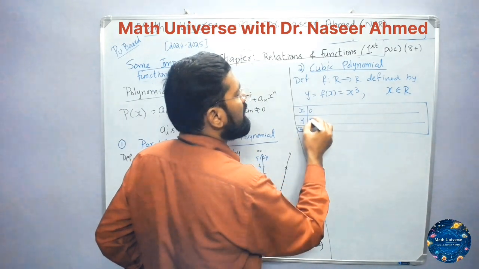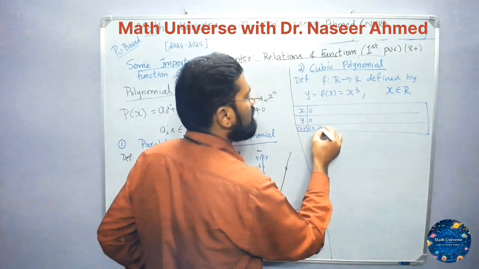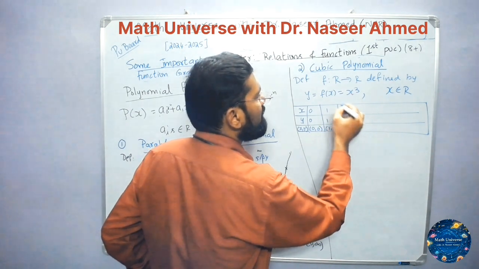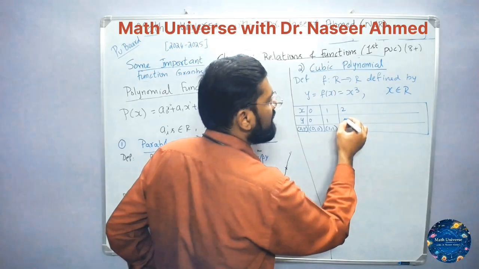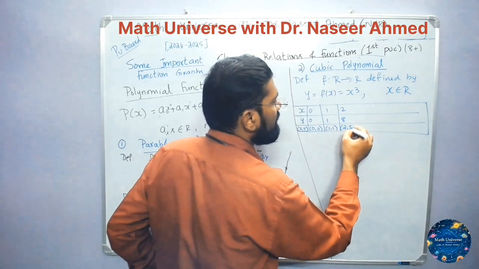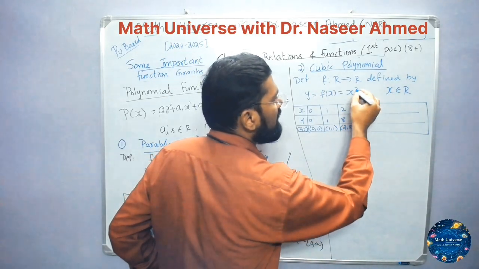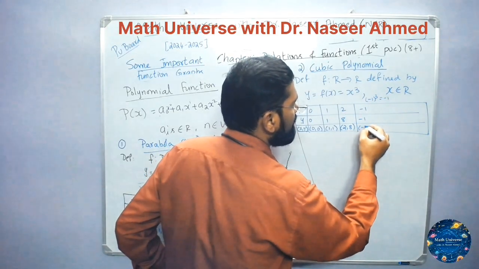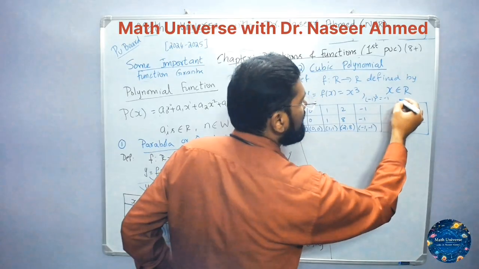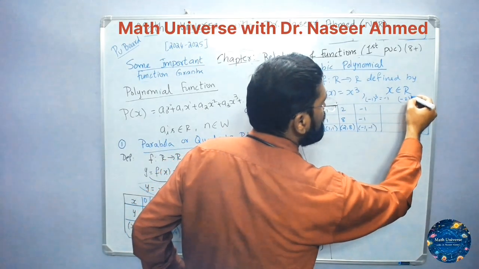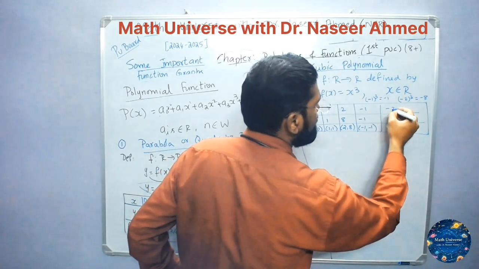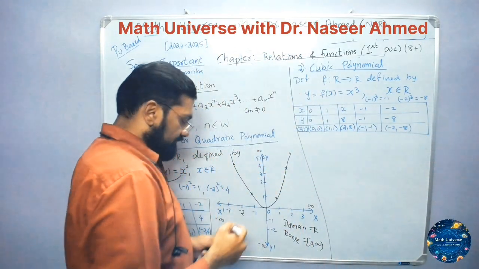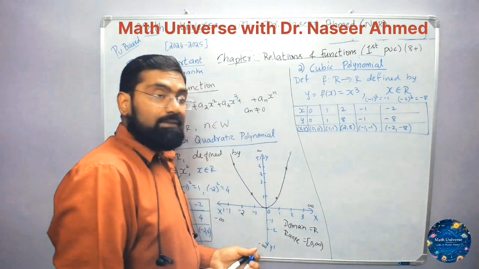0 cube is 0, so I'll get 0 comma 0. Then x is equal to 1, 1 cube is 1, so 1 comma 1. When x is equal to 2, 2 cube is how much? 8. So 2 comma 8. When x is equal to minus 1 the whole cube, minus 1 the whole cube is minus 1. Then when I take x is equal to minus 2, the cube is minus 8. So here we have values on both the positive and negative parts of the y-axis.